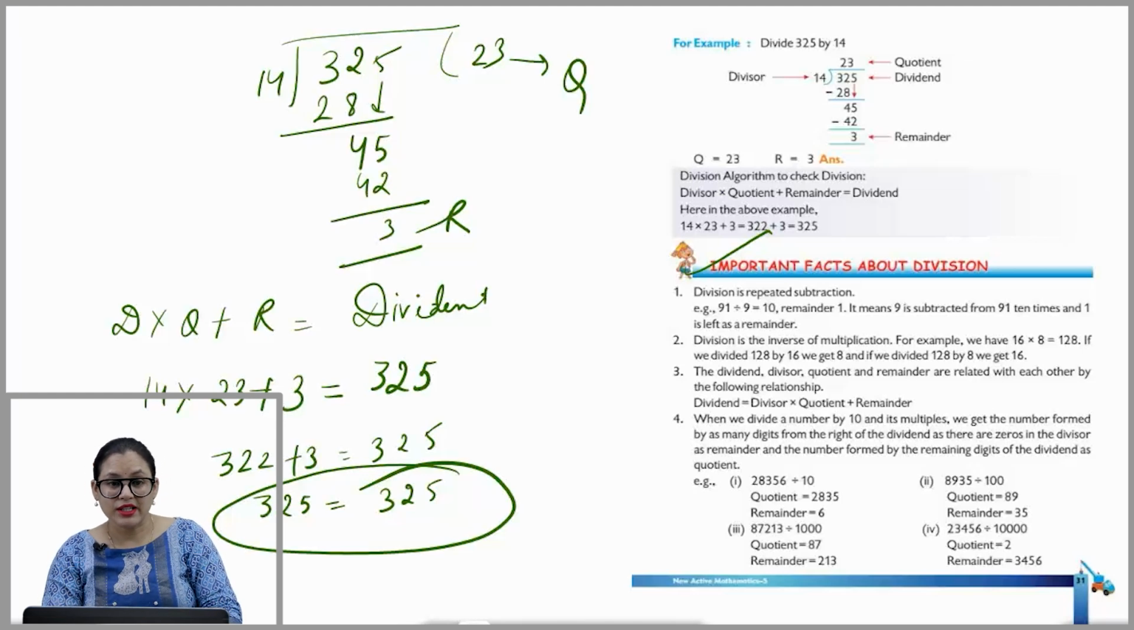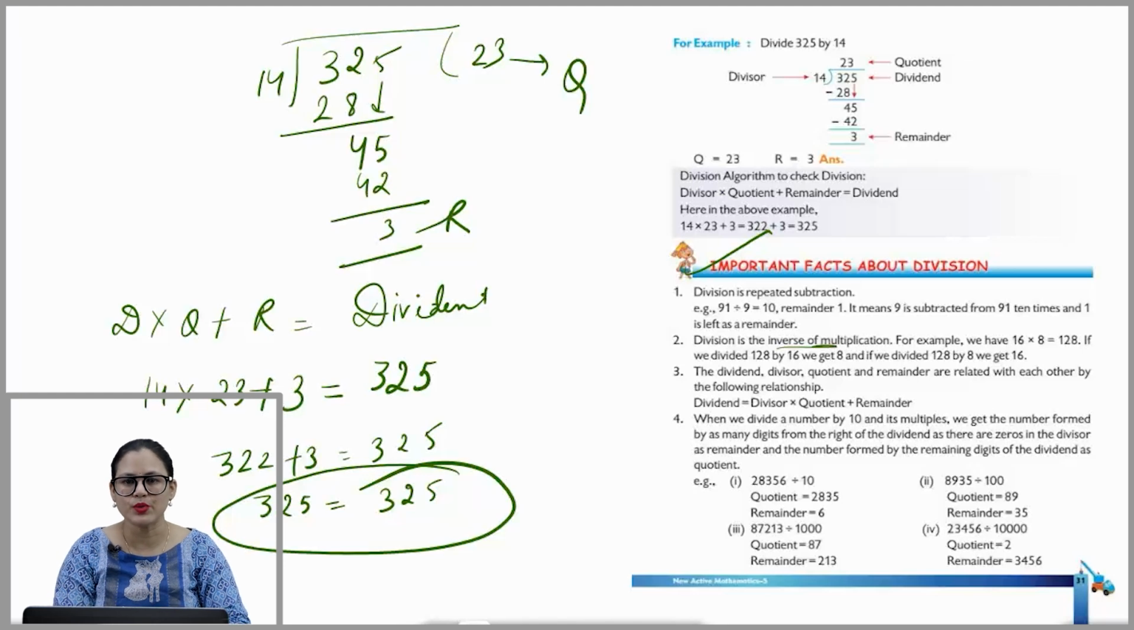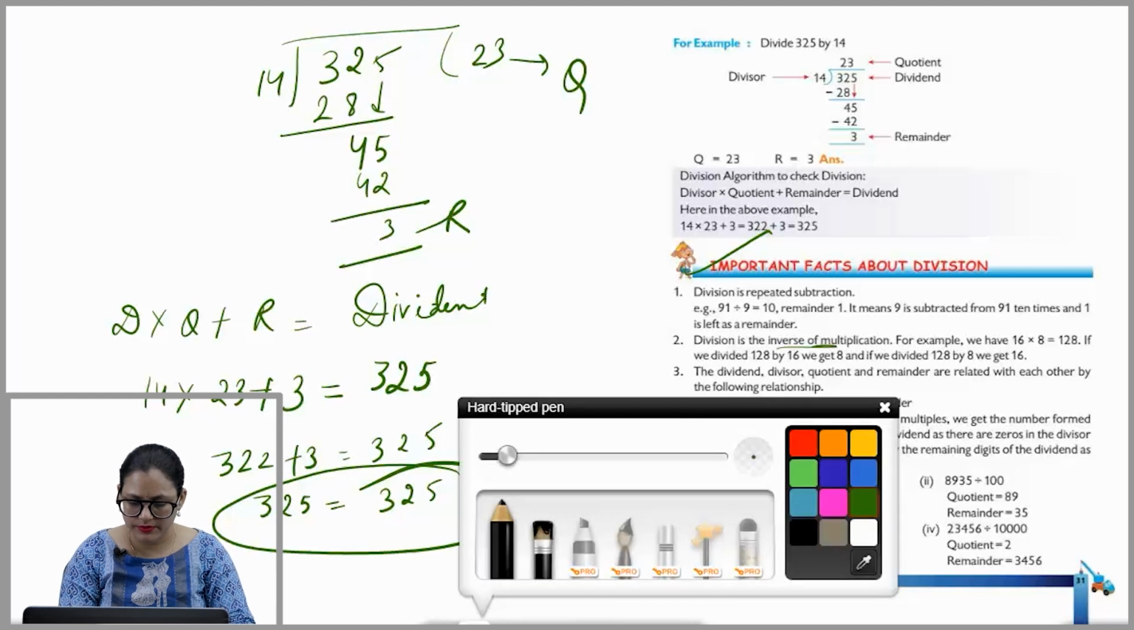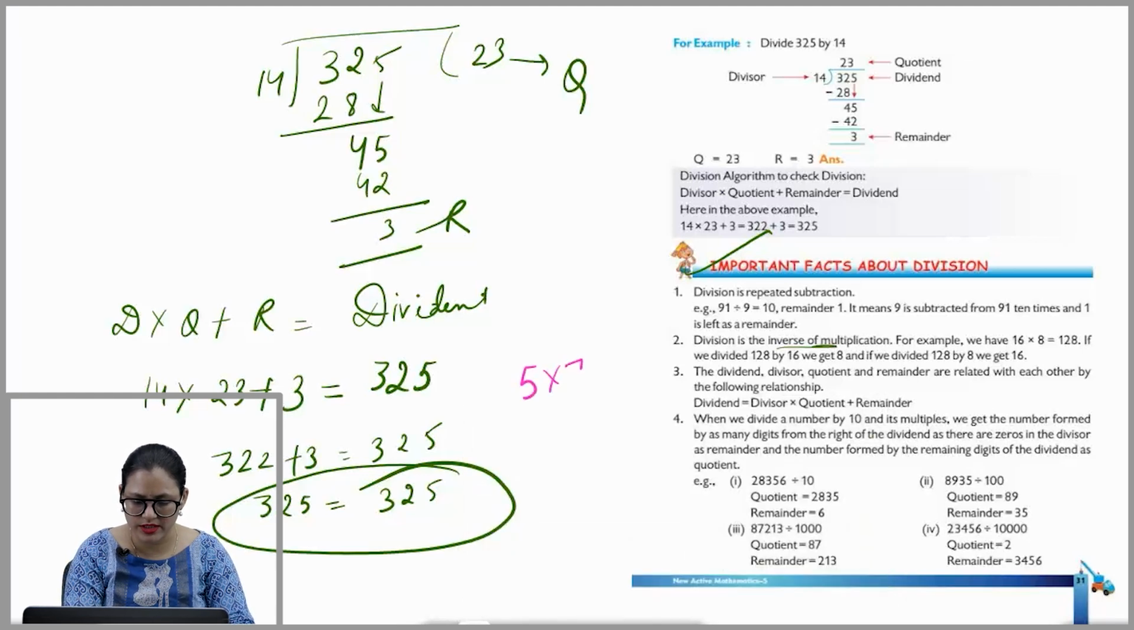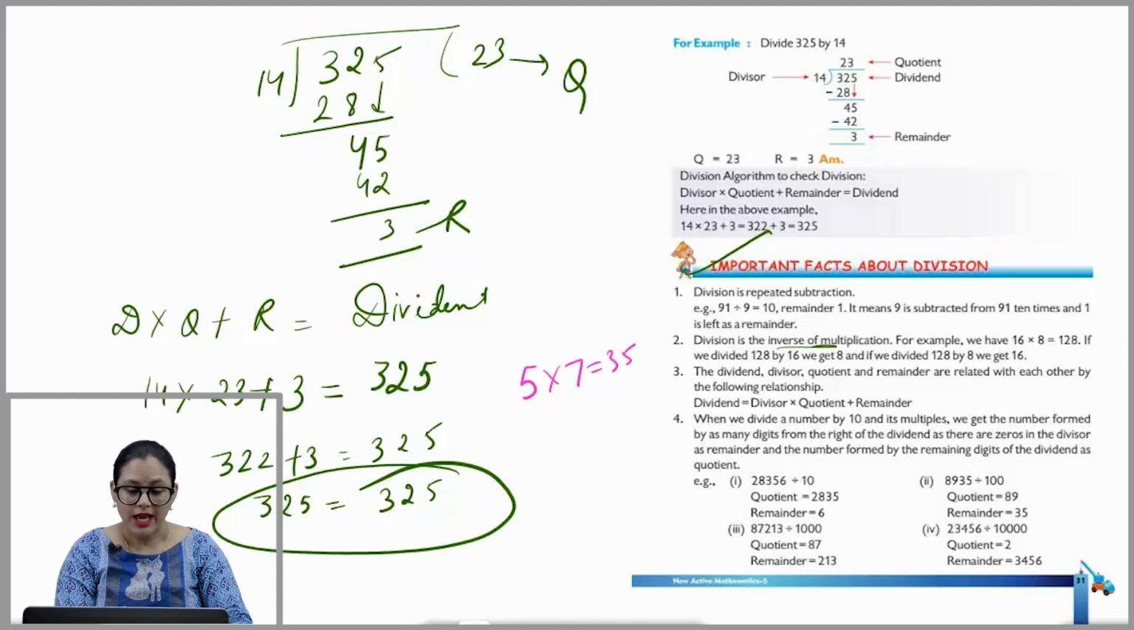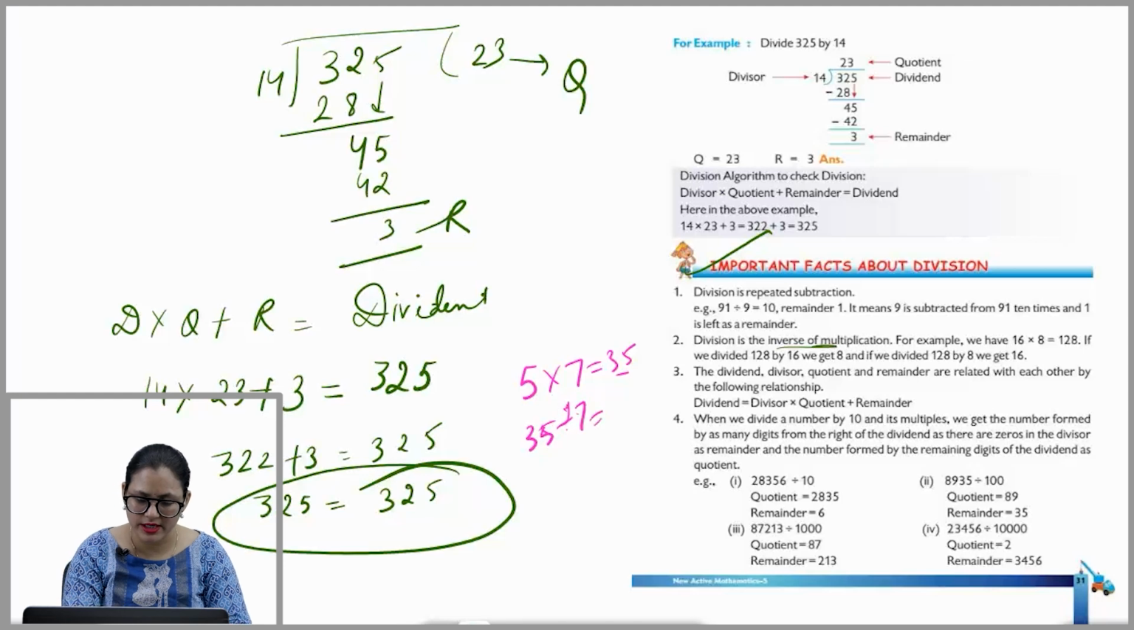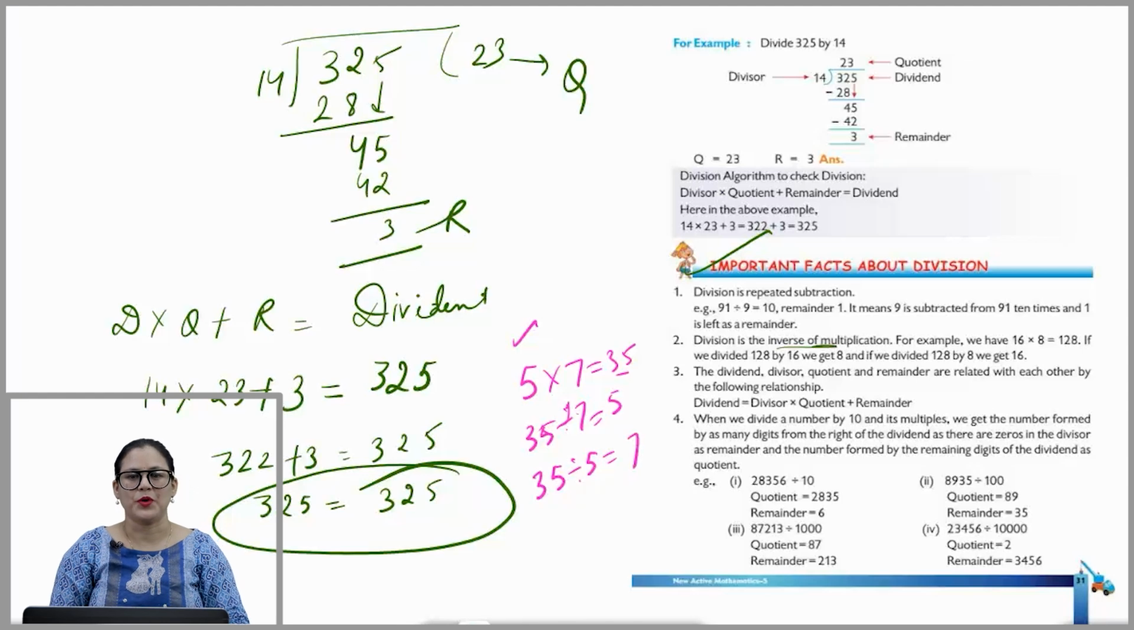Number 2, division is the inverse of multiplication, means opposite of multiplication. For example, we have 16 into 8 is equals to 128. If we divide 128 by 16, we get 8, and if we divide 128 by 8, we get 16, okay. See, what does it say? It says 5 into 7 is equals to 35, okay. If we divide 35 by 7, we'll get 5. And if we divide 35 by 5, we'll get 7. Okay, so there is a relation between multiplication and division.